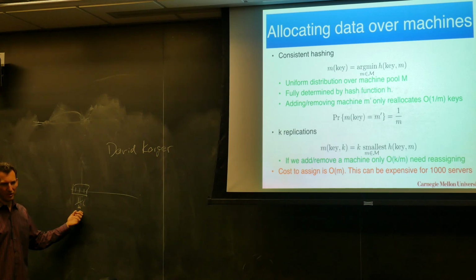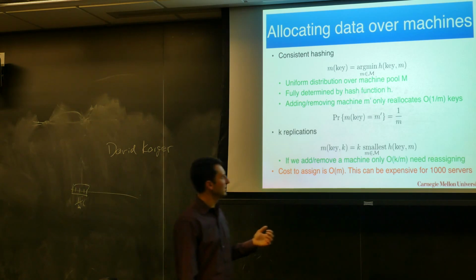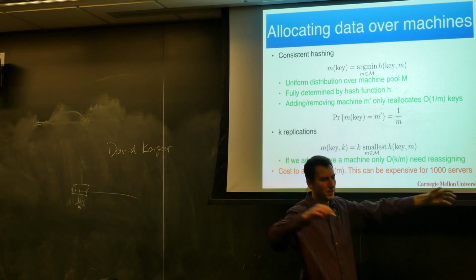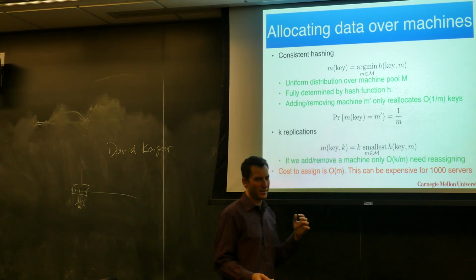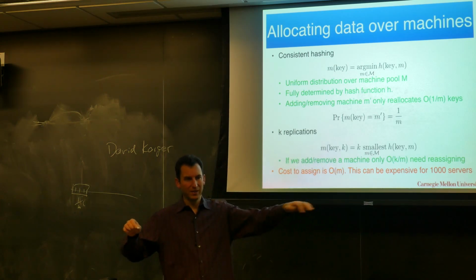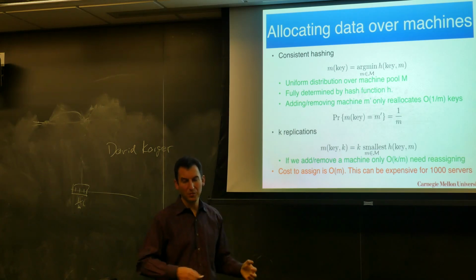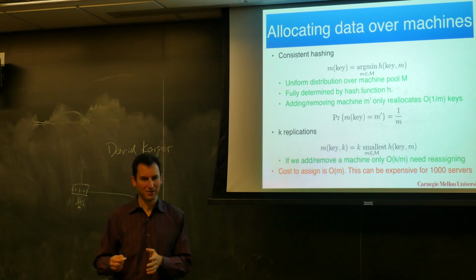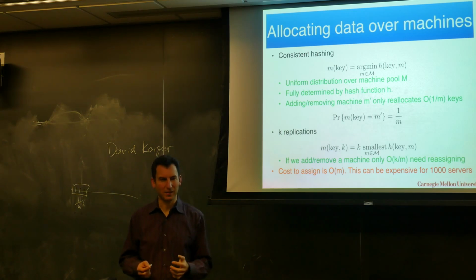Now, if I remove this machine, for any given key, again, it's uniformly distributed over the remaining m-1 machines. So therefore, if one machine dies, the rebalancing is about as nice as I could possibly have it. Furthermore, if I add a machine, again, it steals a fraction of 1/m from all the other machines. So this is as gentle as possible for the load balancing.